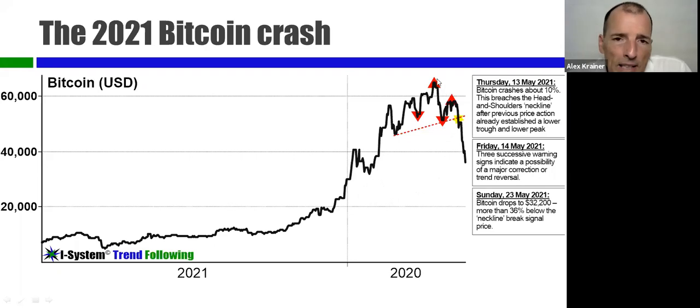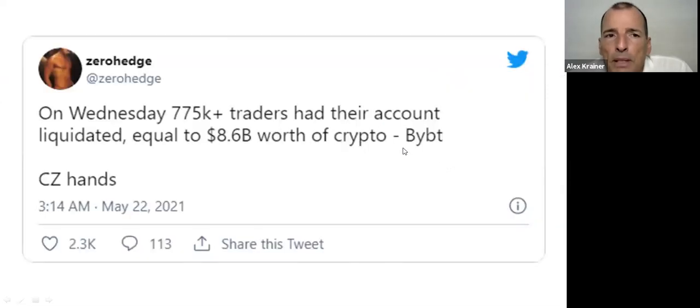This is technical analysis. What you have here is a head and shoulders pattern. When the head and shoulders pattern breaks the neckline, the implication is that the price goes into a correction. What happened in the aftermath? 775,000 traders of Bitcoin had their accounts liquidated, equal to 8.6 billion worth of crypto.